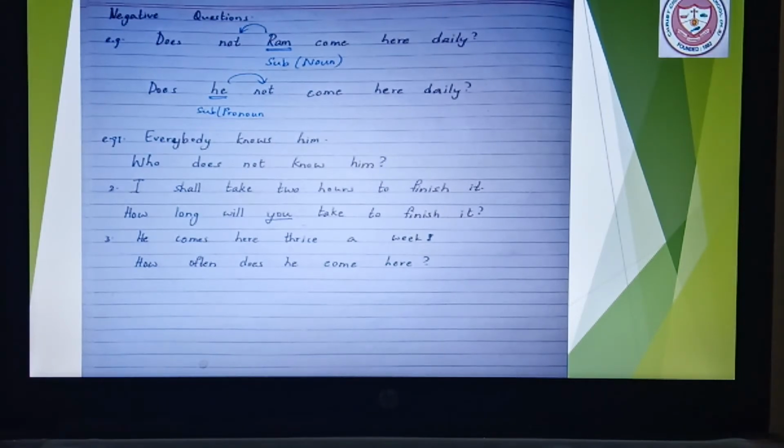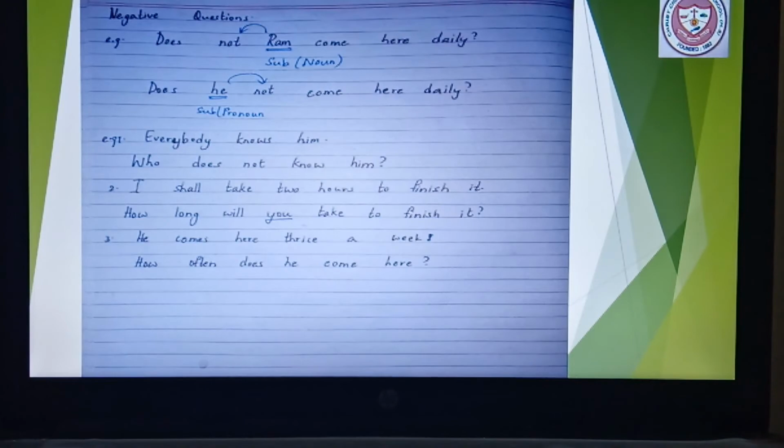In the second case, you see, does he not come here daily? Here, he is a pronoun. He is a subject, which is a pronoun, but the not here comes after the pronoun. So you have to understand this formation and keep that in mind. Does not Ram: here Ram is a noun, therefore not comes before Ram, and in the case of a pronoun, not comes after the pronoun. Does he not come here daily? He not, so not comes after he.